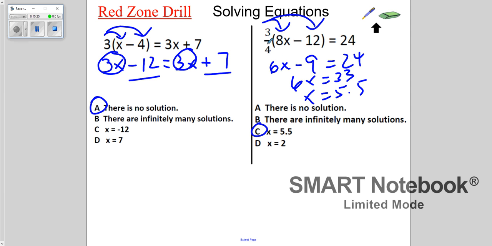Solve it, 3/4 times 8x, 3/4 times negative 12, then you add the constant, divide by 6, and you get 5.5. If you're getting an answer that isn't there, let's say you made a mistake somewhere and you got like x equals negative 3.5. Don't just pick no solution because you got it wrong. Go back and look for your mistake.